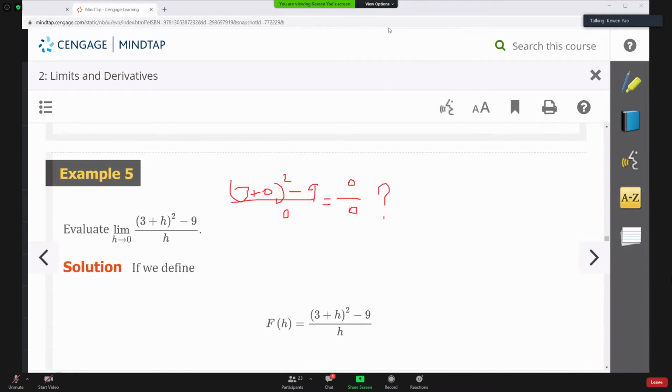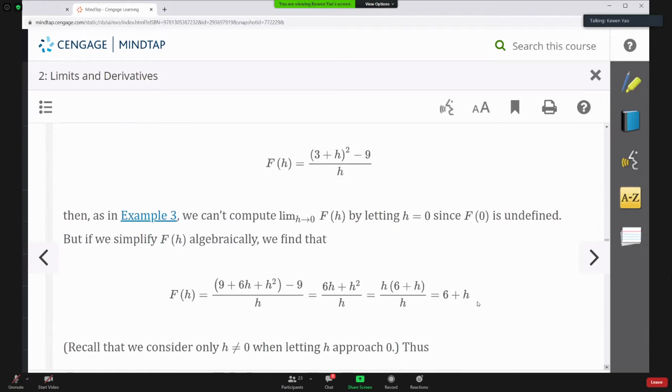So remember, DSP does not work here. You have to do algebra. So remember, direct substitution property does not always work, right? For this type of problem, we have to do algebra first to simplify. Okay, so let's look at the answer. It's very easy to simplify, right?